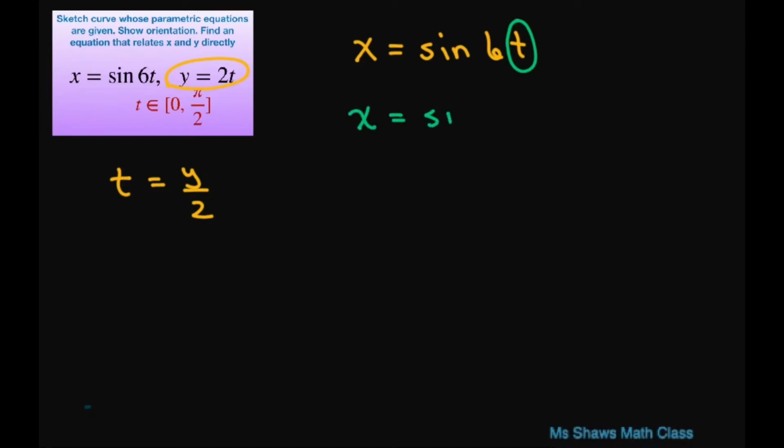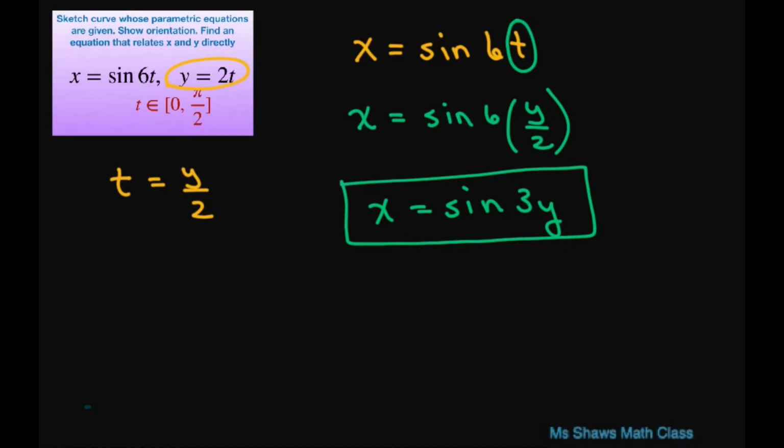So basically for this one we have x equals sine of 6t. And for this piece, let's solve for t. We have t equals y divided by 2. So substituting in my t, I have x equals sine of 6 times y divided by 2. This is going to equal x equals sine of 3y. Now, since we're starting with x, this is not a function. If we were starting with y, it would be.